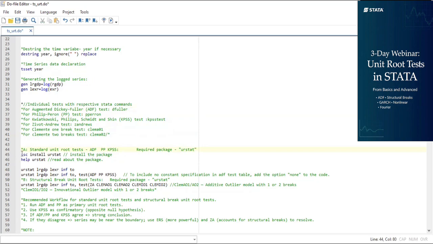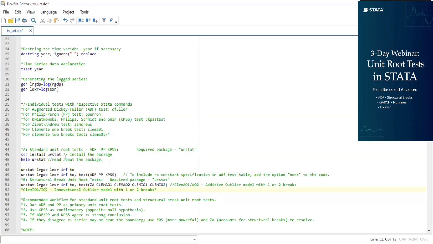If you are here to install it, you can install the package by running the line of code in line 45. Then to read more on it, you can just run the line of code in line 46. That will give you details about the package.